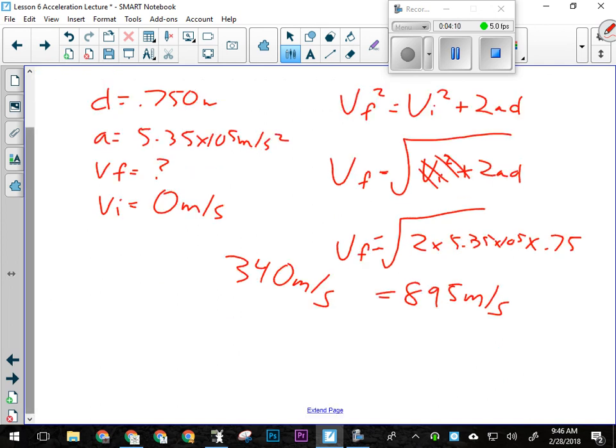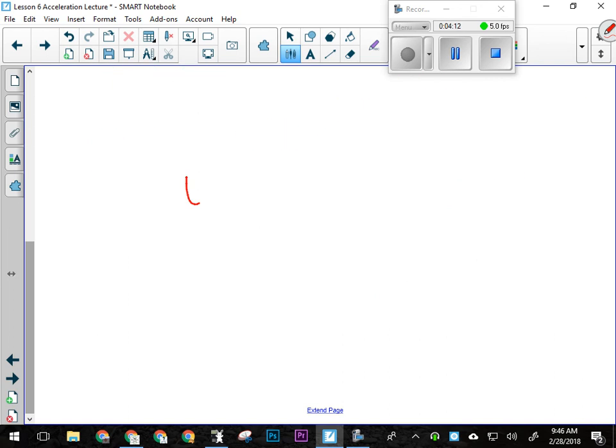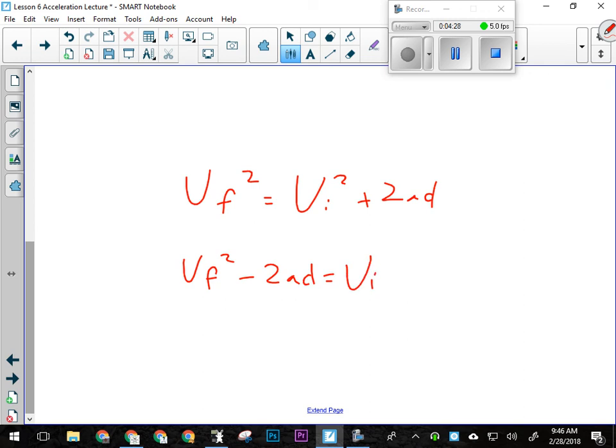Okay, let's quickly look at some manipulations of that formula. All right, so I got VF squared equals VI squared plus 2AD. If I want to solve for VI, what do I do with this? Subtract it over here. So it'll be VF squared minus 2AD will equal VI squared. Obviously, I would square root if I was looking for VI. Everyone okay with that? All right, what if I am looking for A? What do I do with VI?